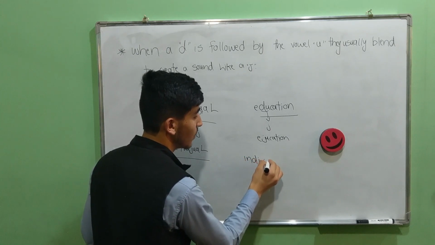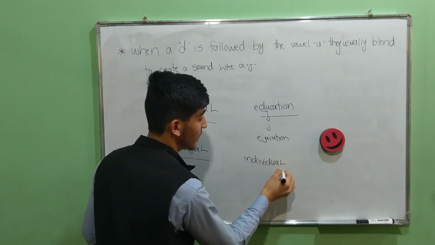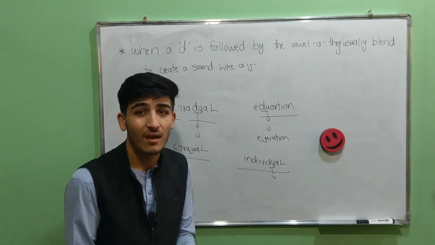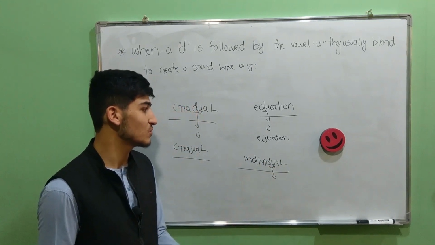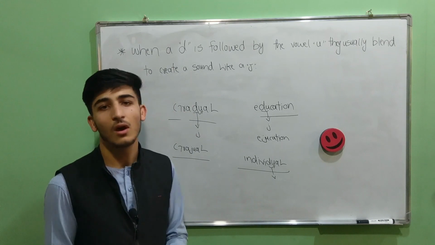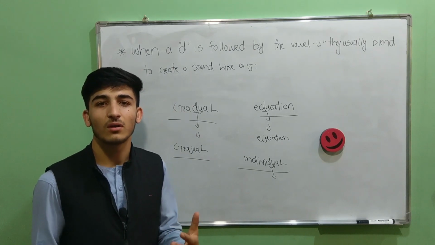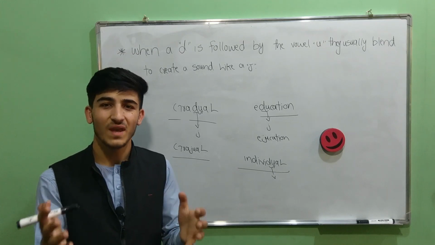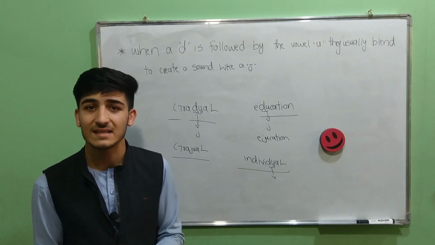As you can see in the word "individual", the D is followed by the vowel U, so it changes and it becomes a J, and it sounds like "indivij-ual". We don't call this "individ-ual" or something like that, but we call this "indivij-ual". The rule is quite simple. When the D is followed by the vowel U, they mix together and they produce a sound like a J sound.